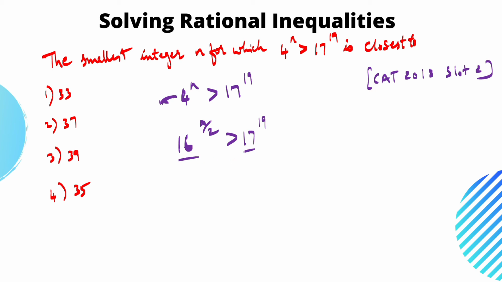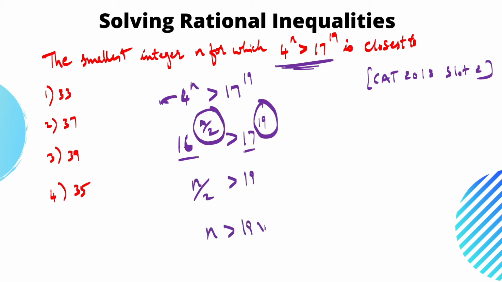Now if 4 power n must be greater than 17 power 19, then this power must be greater than this power. Unless this is greater, this won't be greater. So n by 2 must be greater than 19. n must be greater than 19 into 2, that is equal to 38. If n is 38, then it is closest to 39. Hence 39 is our answer.